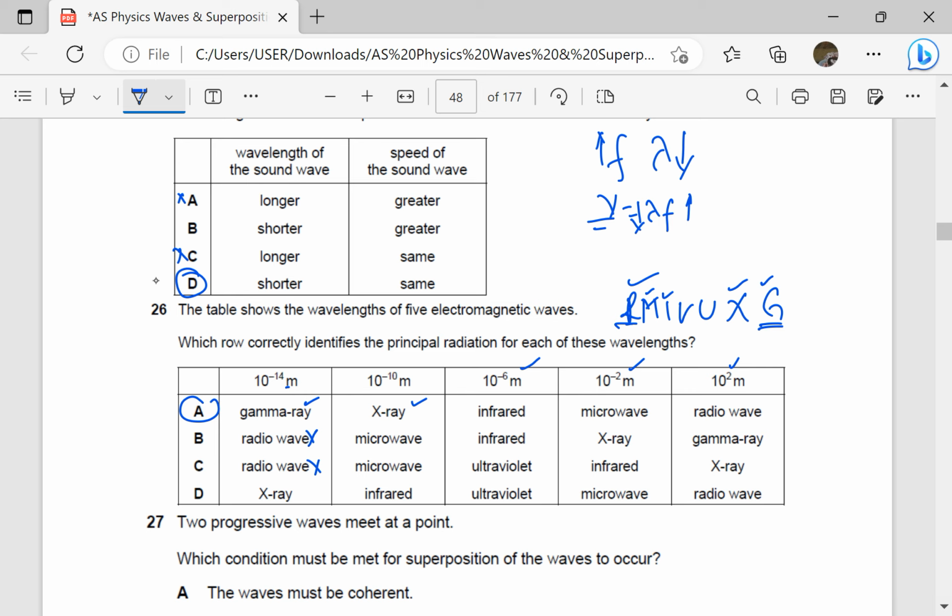X-rays cannot have a smaller wavelength than, let's see, X. Okay, but X cannot have this wavelength. This is for gamma rays, so the answer is going to be A.